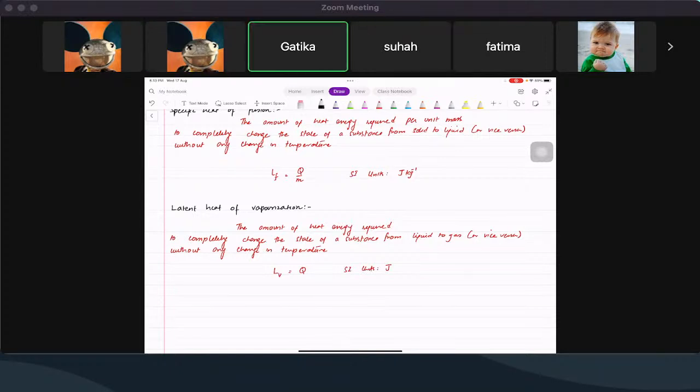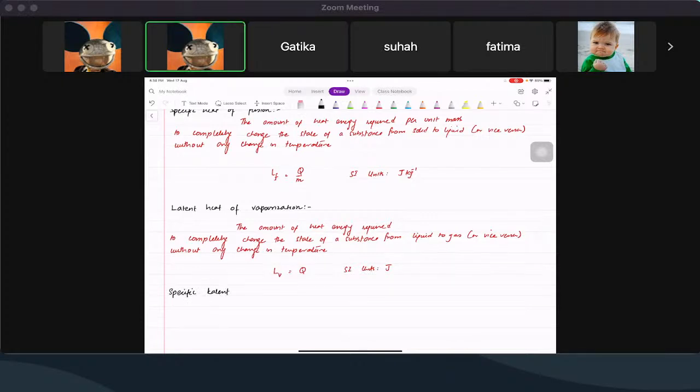Sir, the value of Q will be given in the question or we have to find it? Depends. If you need to find it, the other things will be given. They're not very cruel, little bit cruel. So specific, No, sir, I don't agree with you.